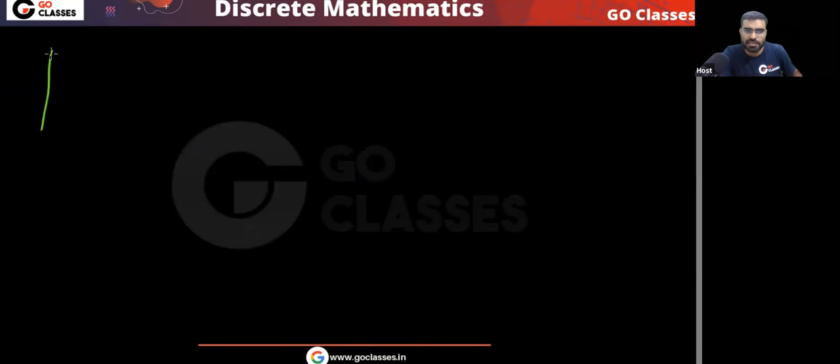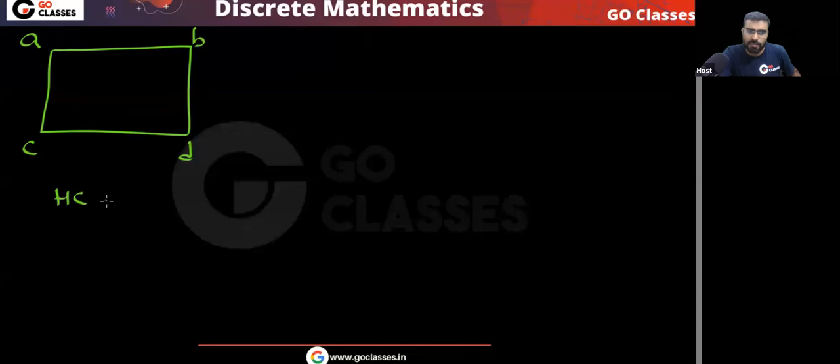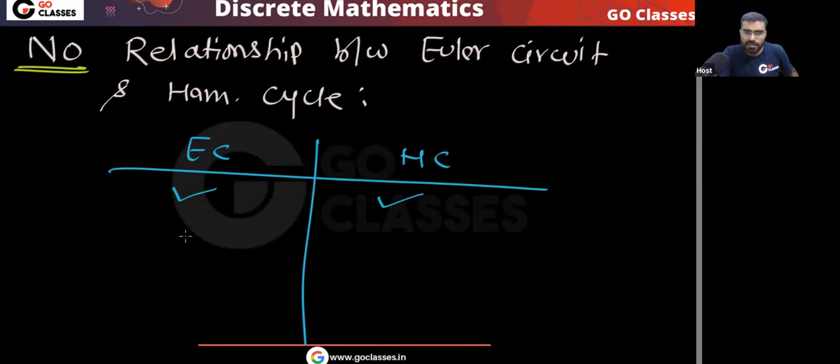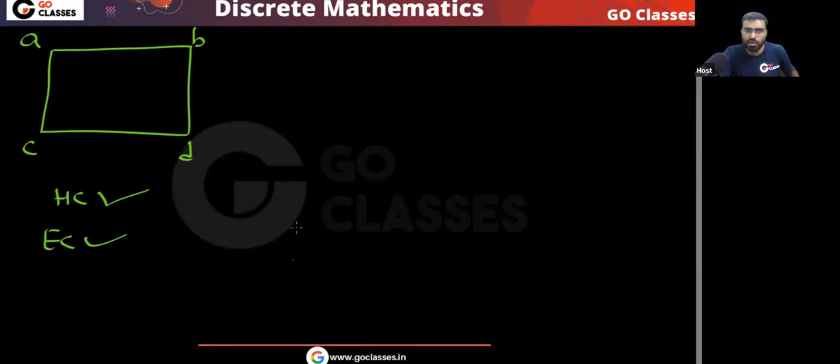For example, consider this graph. In this graph, you have both of them. You have a Hamiltonian cycle, and you also have an Euler circuit. It is also possible that you have none of them. Okay, this is also possible. You have none of them.